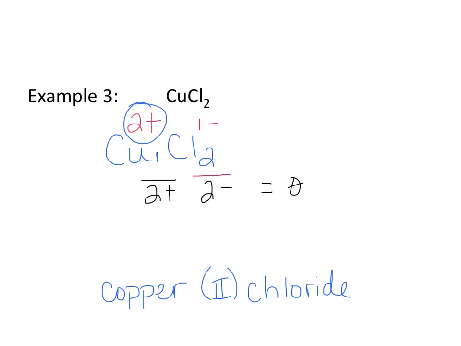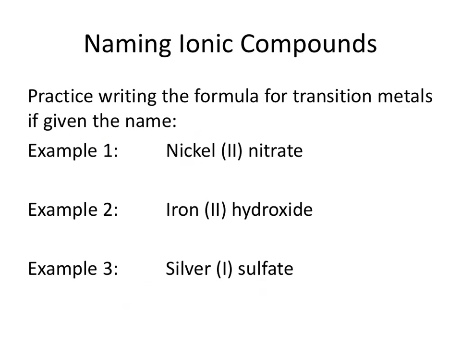So that is how you actually get the name of it. You can work the other direction and just practice writing the formula of them for transition metals. Now these are going to be a little bit easier than the ones we were dealing with, because as soon as you come across that Roman numeral, that tells you the charge on that element. So nickel 2 means nickel has a 2 plus charge.